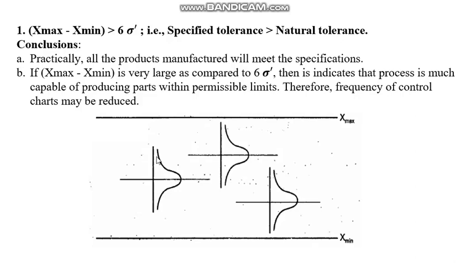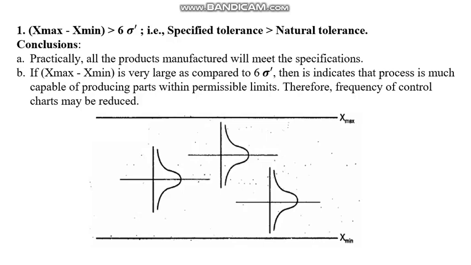Now for different samples, what you have found out is that our X bar chart and R bar chart are falling within the specified tolerances. That means it is good. Practically all the products manufactured will meet the specifications, whether it is coming here or here or here, it is all within this only. So anything will be meeting our specifications.